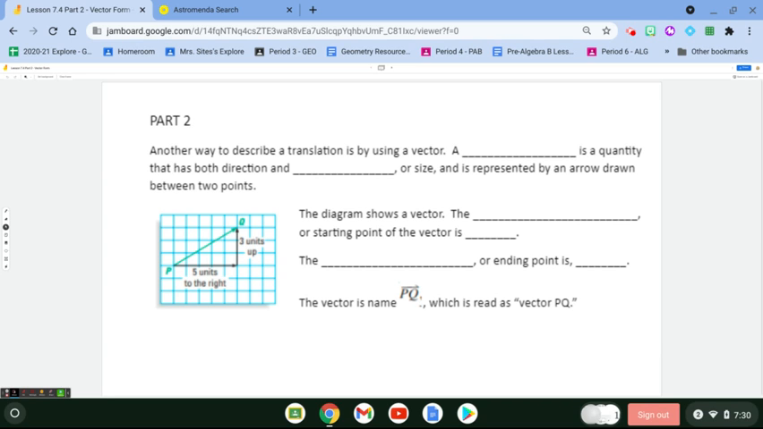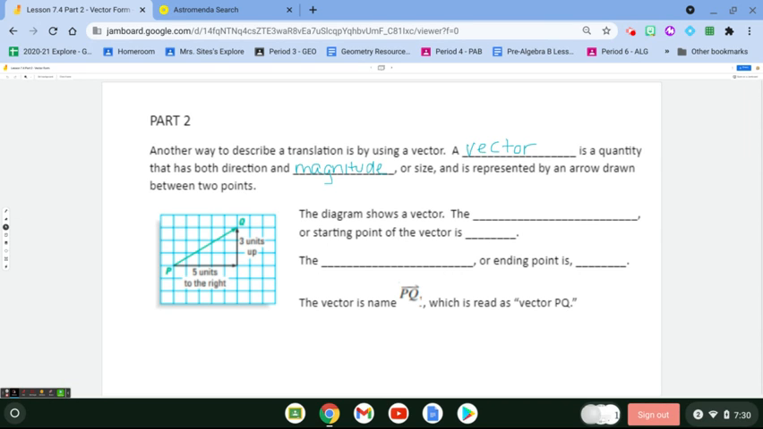So for the second part of translations, we're going to be talking about a vector. Another way to describe a translation is by using a vector. A vector is a quantity that has both direction and magnitude. So we're going to fill these in right now. A vector is a quantity that has both direction and magnitude, or size, and it is represented by an arrow drawn between 2 points.